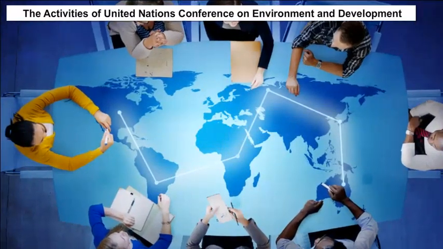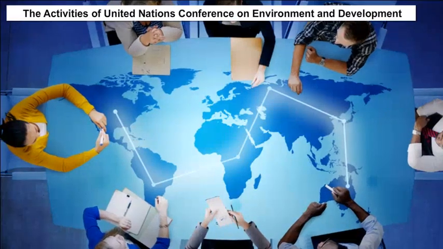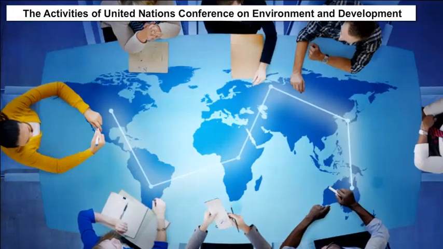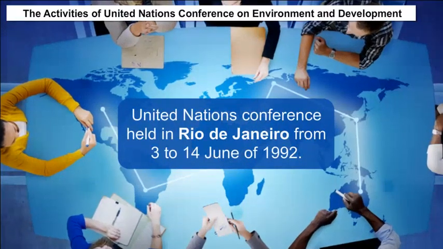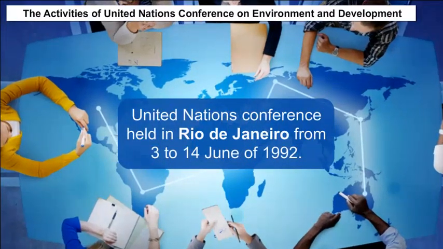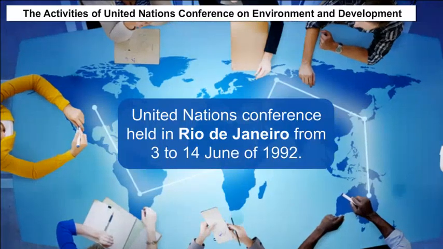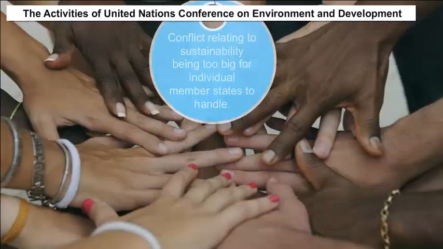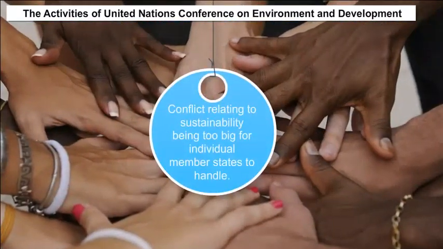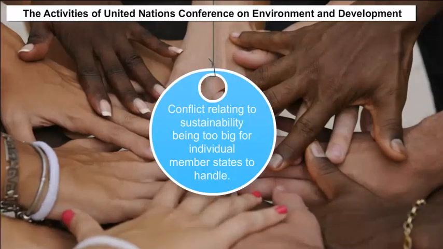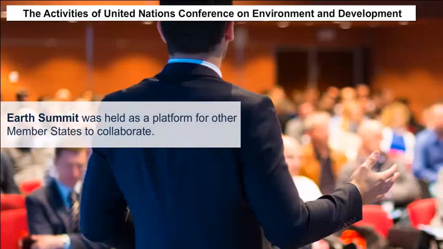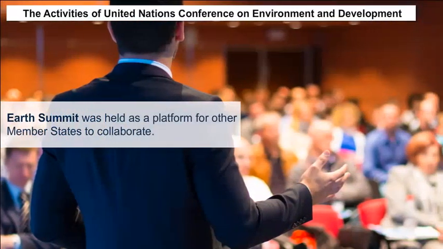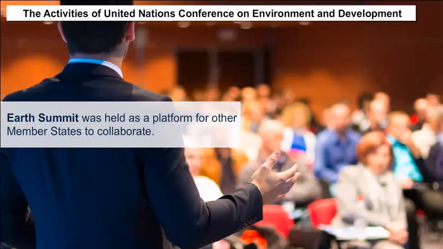The United Nations Conference on Environment and Development, UNCED, was a major United Nations conference held in Rio de Janeiro from 3rd to 14th June of 1992. Due to conflict relating to sustainability being too big for individual member states to handle, the Earth Summit was held as a platform for member states to collaborate.